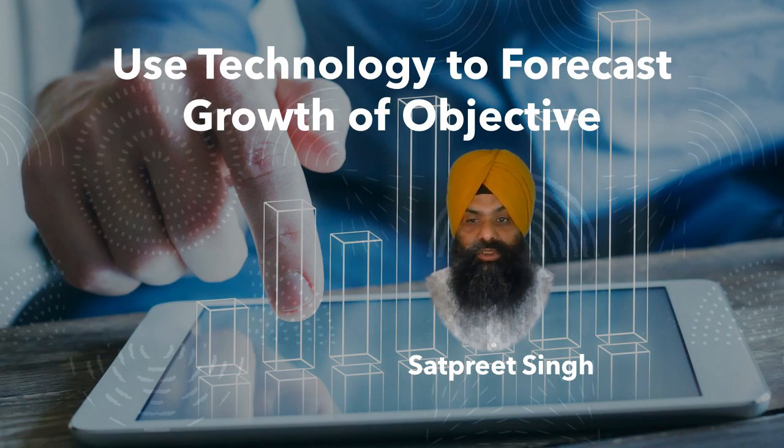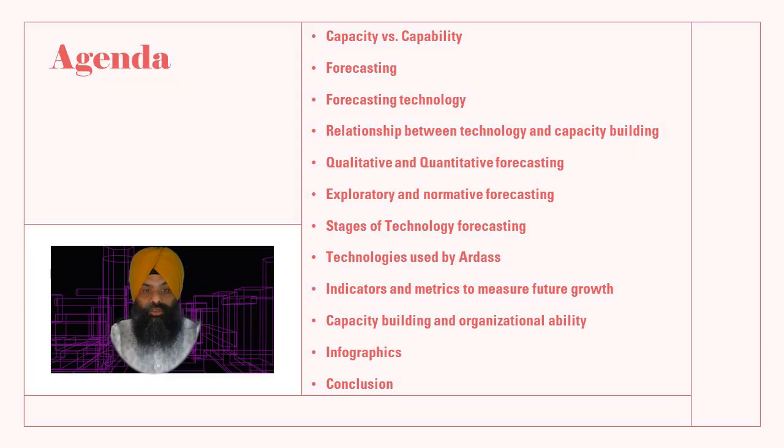In the current era, we live in a technology-dominated world. Technology is used in every field, adding more and more information every day at our fingertips. Today, we will try to learn and discuss how technology plays a vital role in forecasting the growth of objectives in the organization. Our agenda for today will be what is capacity and capability and how to forecast the future growth of objectives in the organization.